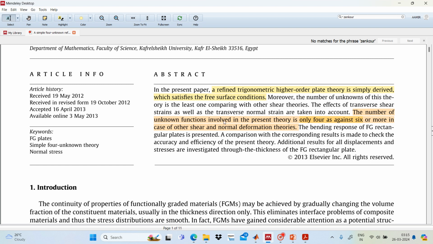The number of unknown functions involved in the present theory is only 4, less than the reduced theory, which has 5, or the first order shear deformation theory, which also has 5 unknowns. It also has the transverse stretching part, meaning transverse displacement varies throughout the thickness. So it's a very good theory and very successful in the case of functionally graded plates.